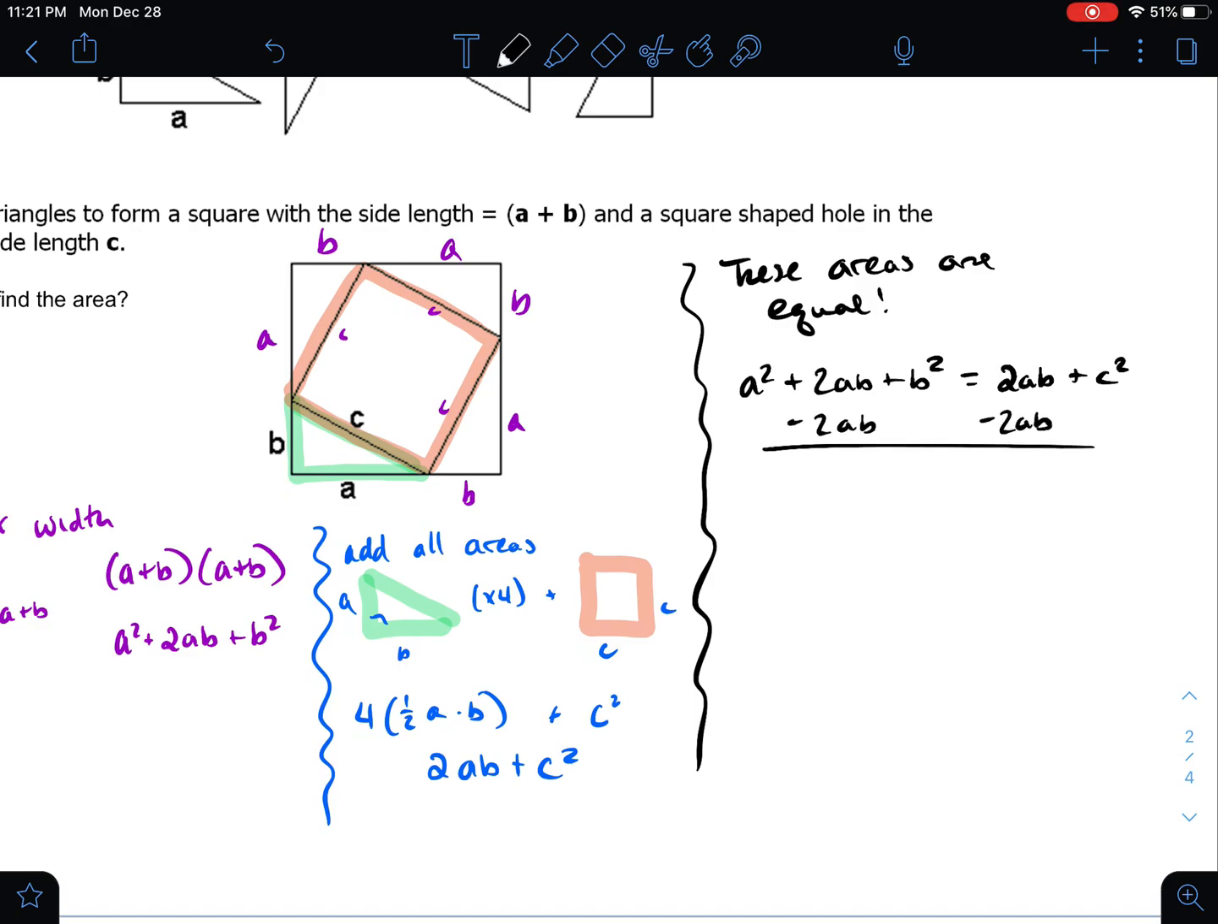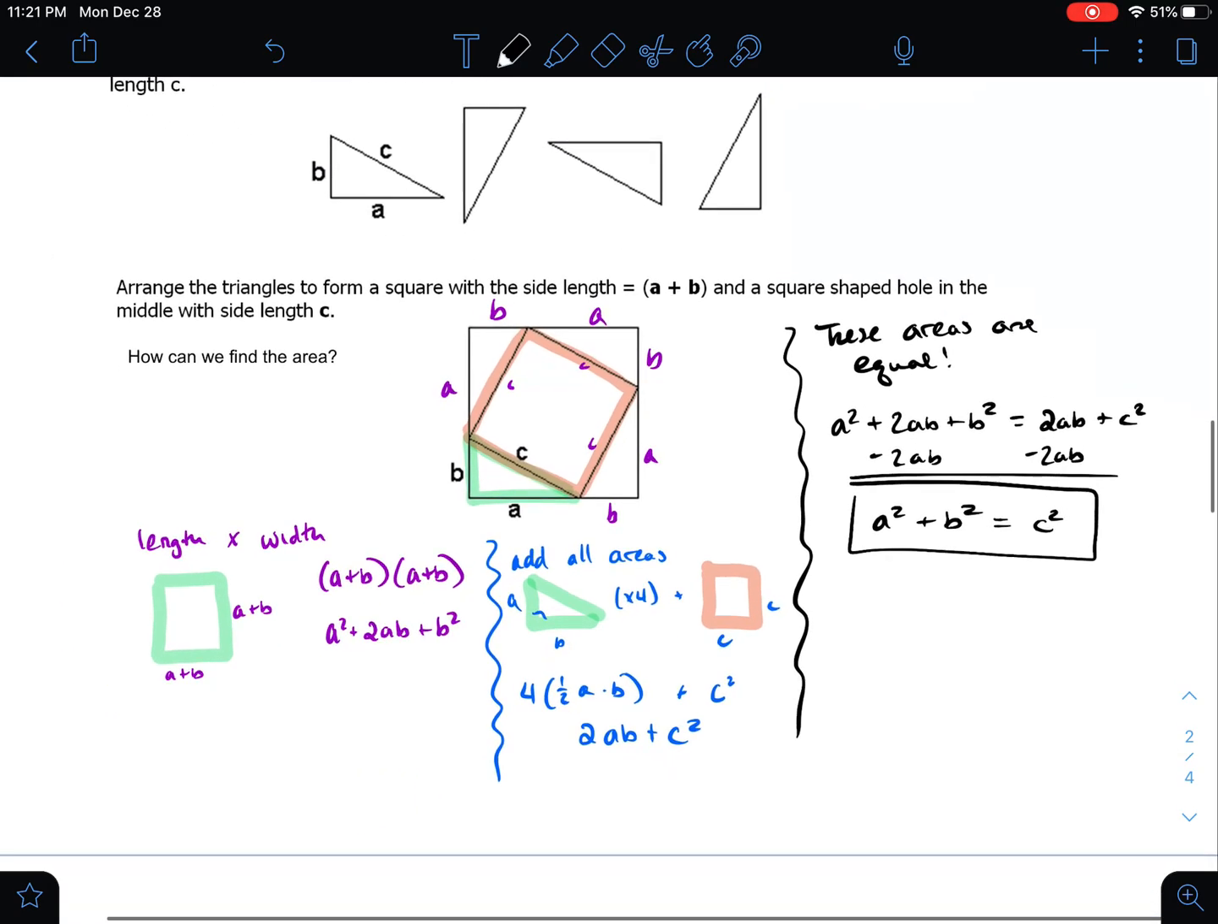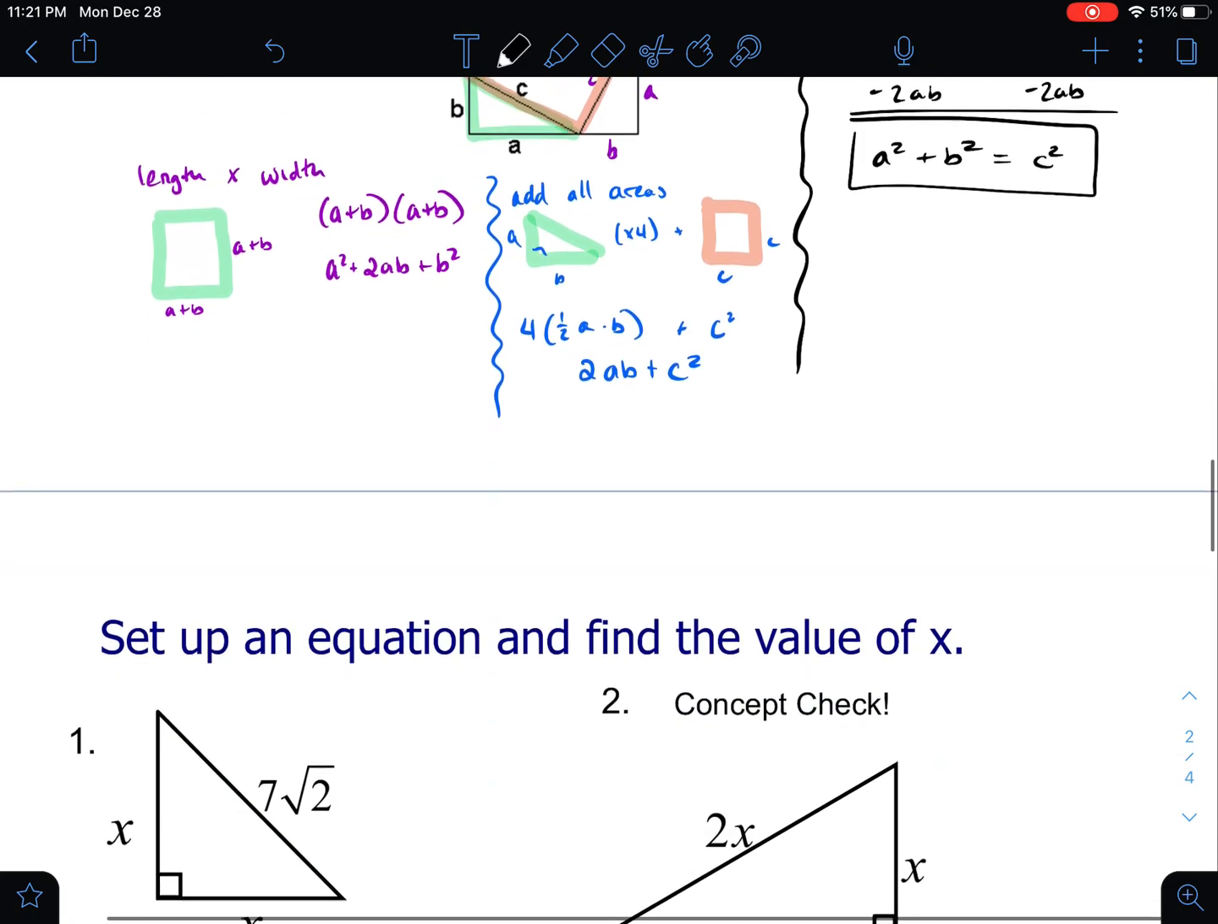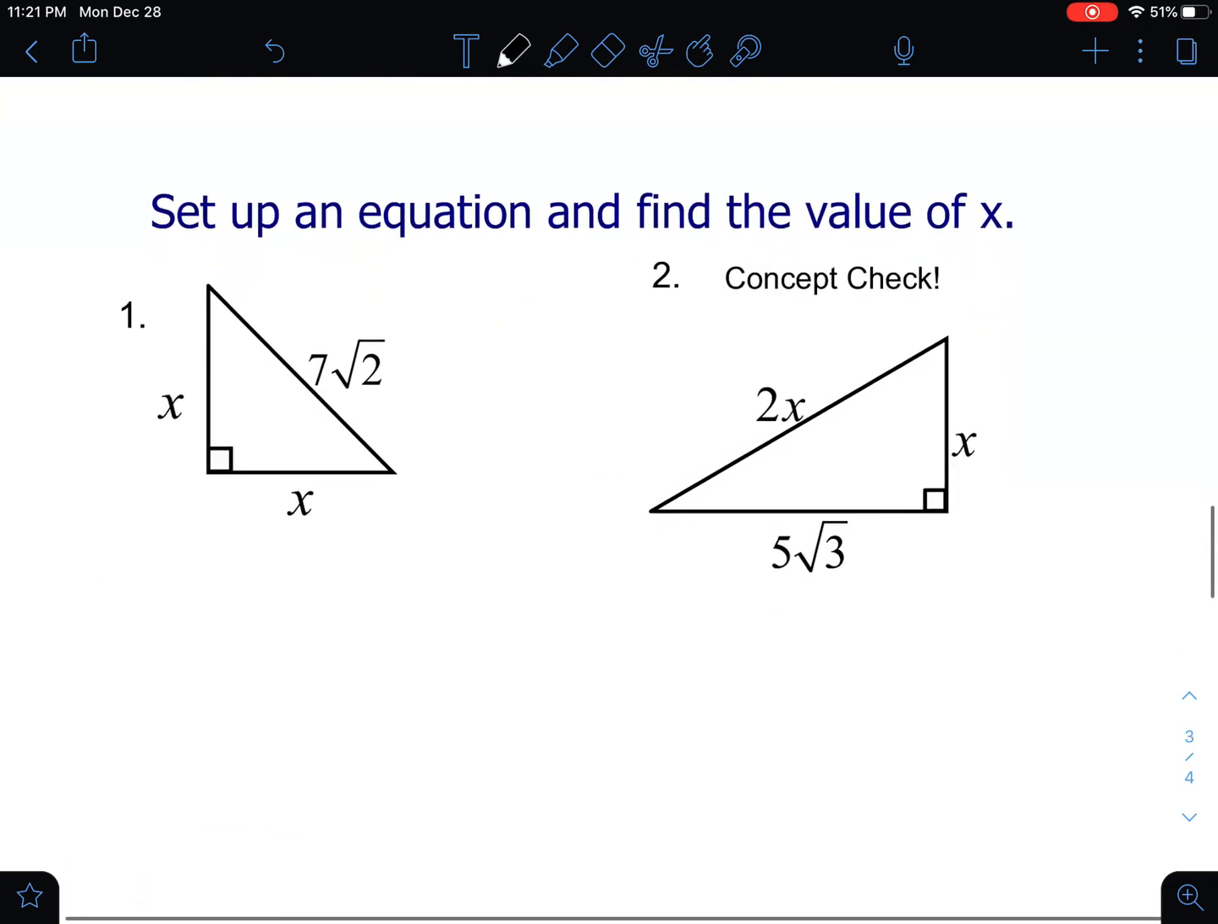And you'll notice we have this 2ab on both sides. So if I just subtract 2ab from both sides, we get a squared plus b squared equals c squared. So this is the quick algebraic proof of the Pythagorean theorem, although there are many others.